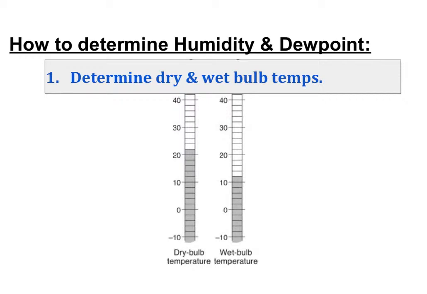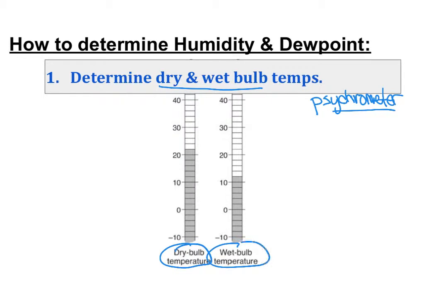So once you get the dry bulb and the wet bulb temperatures from your psychrometer, and this is what we did in lab on Wednesday, once you use that psychrometer and you figure out your dry bulb temp and your wet bulb temperature, there are other steps that you need to follow in order to get the humidity and the dew point temperature. So we're going to do those right now.